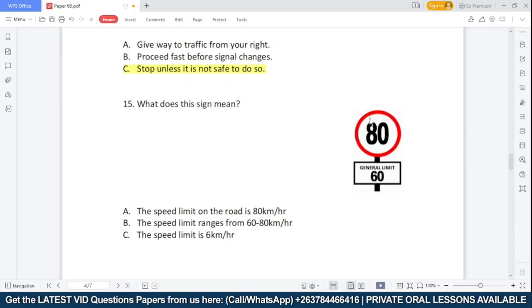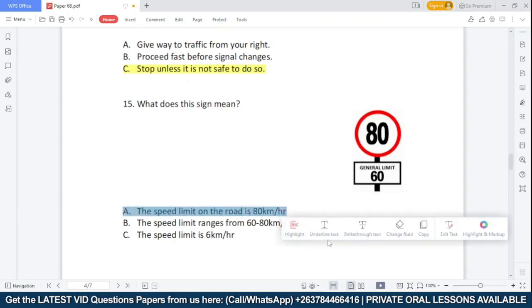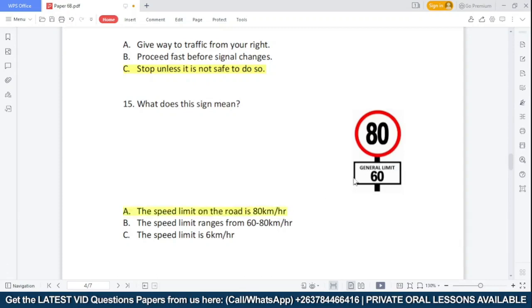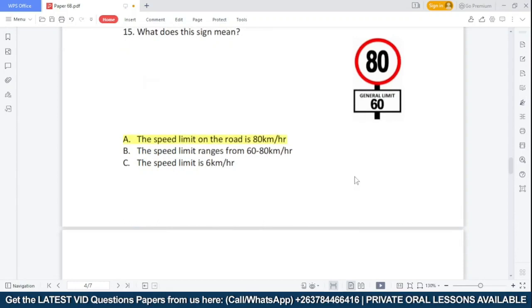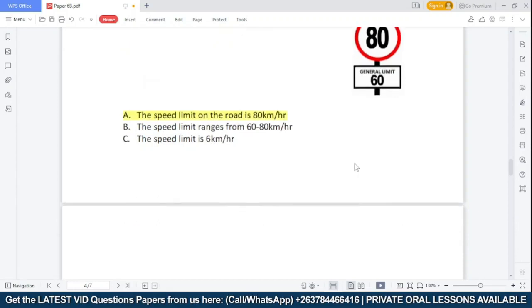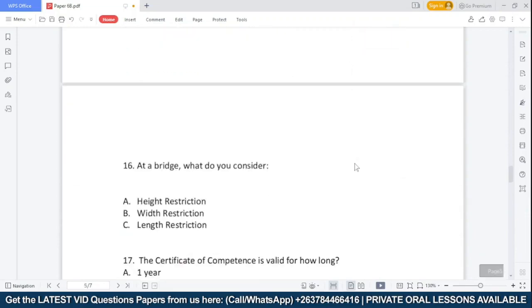As you can see, the circle is a regulatory sign, right? So a circle is regulating the speed. Our speed is regulated, which means that the speed limit on the road is 80 kilometers per hour. You're not supposed to go above 80 kilometers per hour when you see this speed sign.